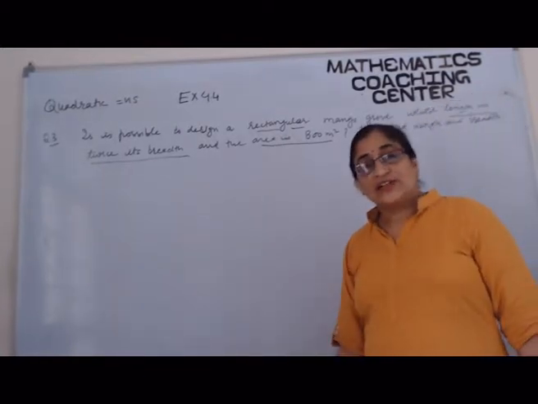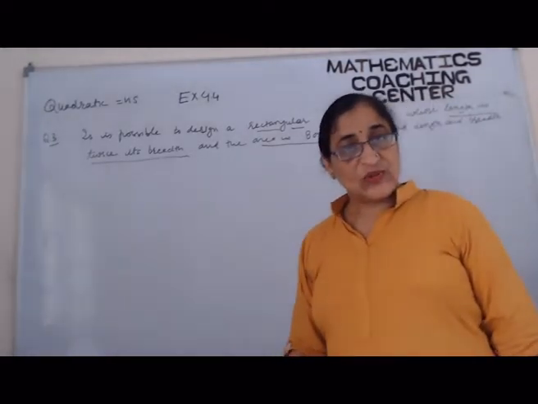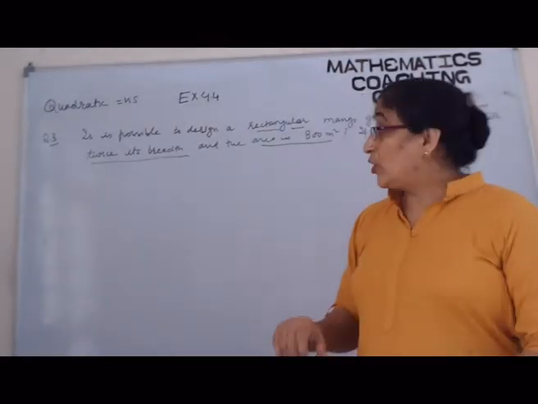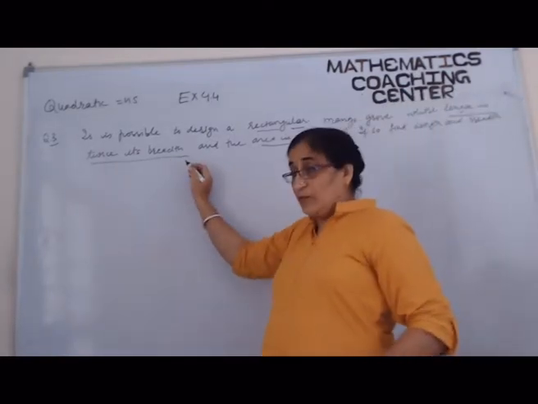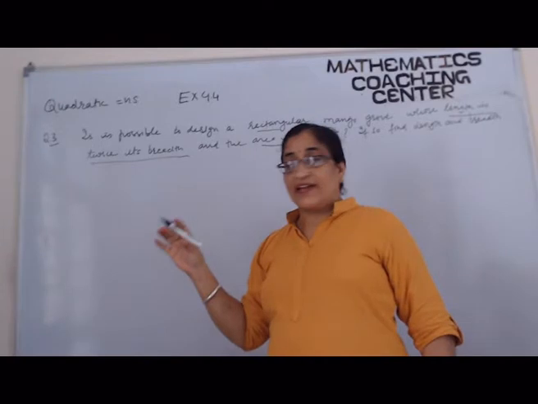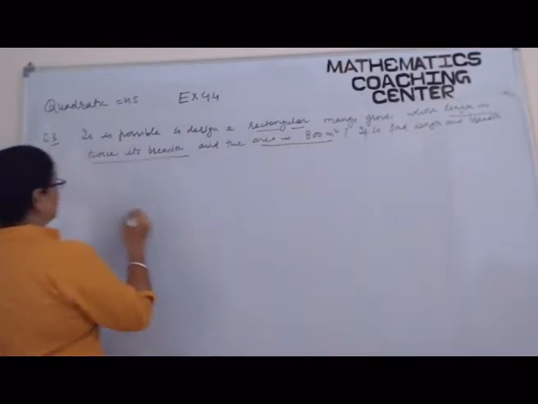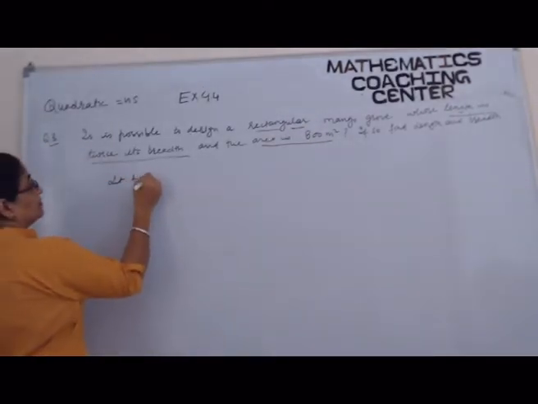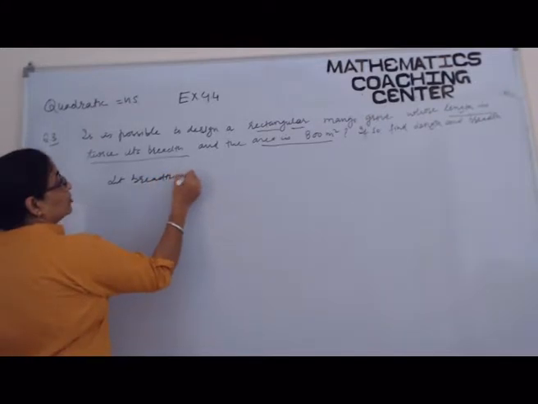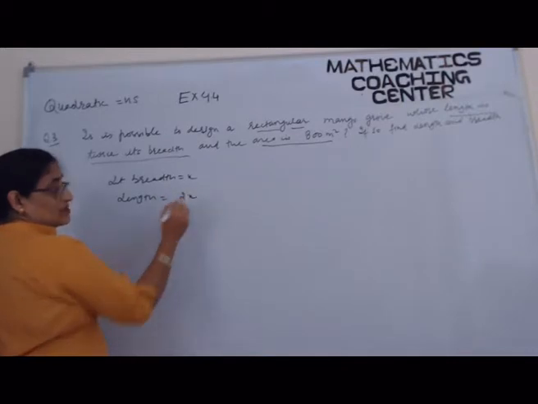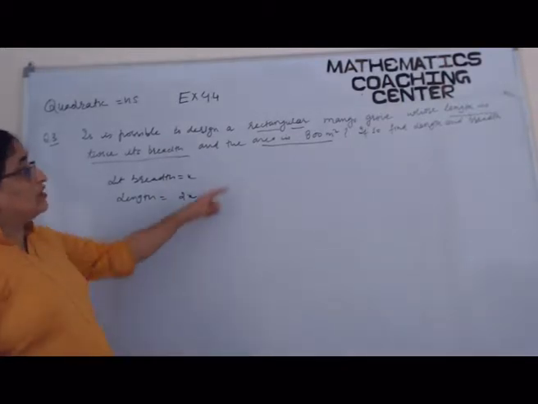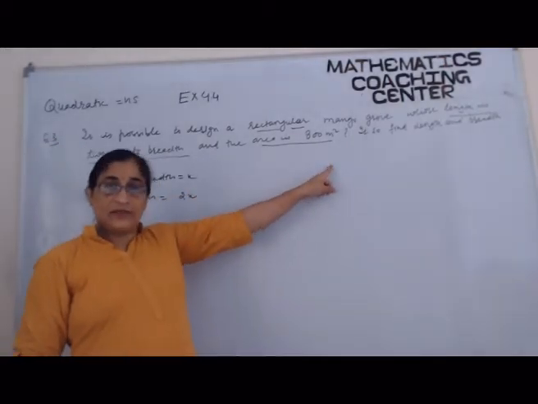Now you know that the area of a rectangle is equal to length multiplied by breadth. You are given that length is twice the breadth. So suppose that breadth is equal to x, then length is equal to 2x. Now you are given its area is equal to 800 meters square.